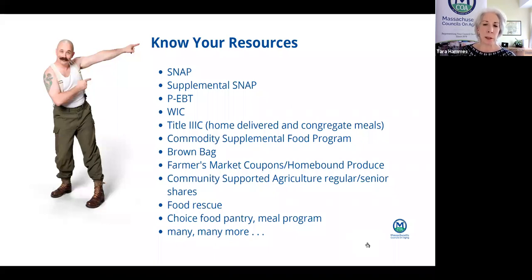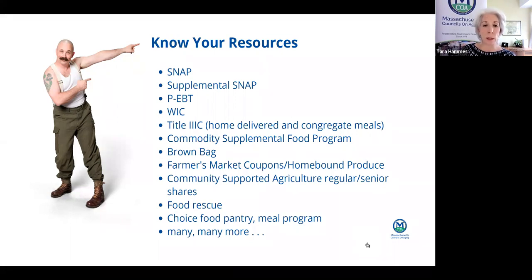Commodity supplemental food program and the brown bag, those target older adults through your local food bank typically. The farmers market coupons and homebound produce program are another USDA funded program that gives money to folks during the summertime. Some of the CSAs have senior shares.